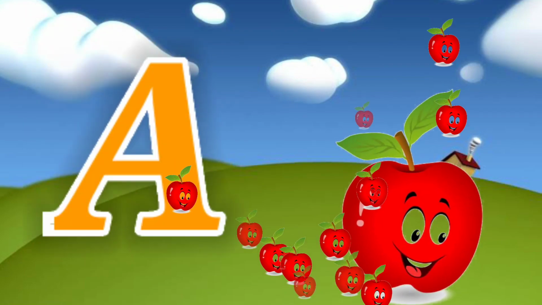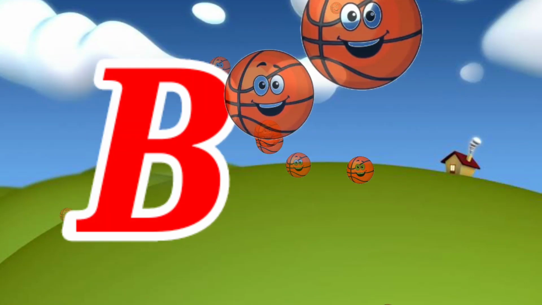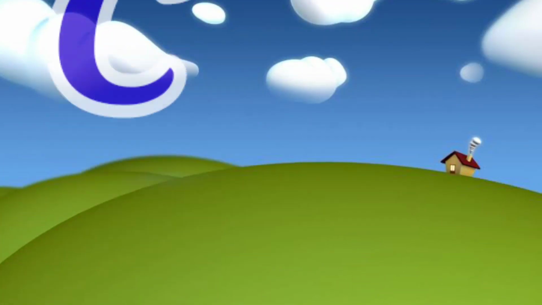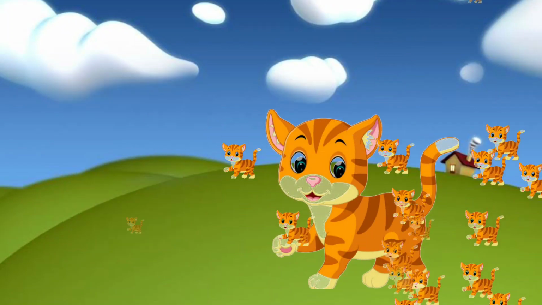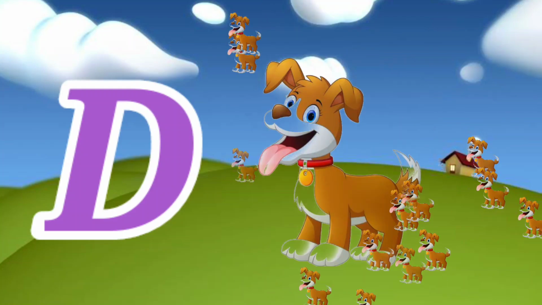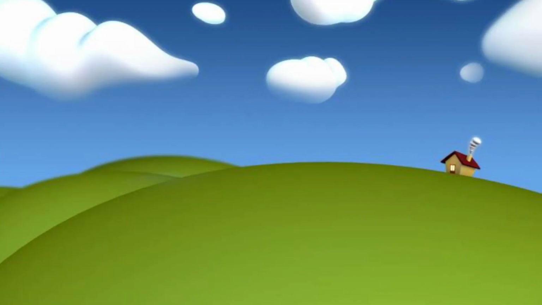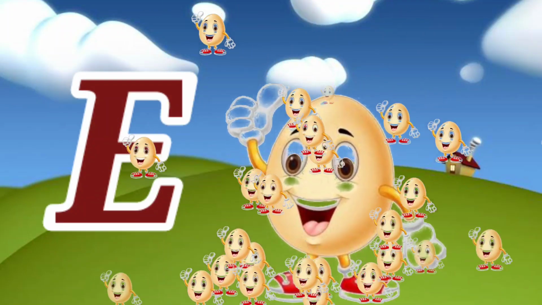A for apple. Apple means shape. B for ball. Ball means gend. C for cat. Cat means billy. D for dog. Dog means kutta. E for egg. Egg means anda.